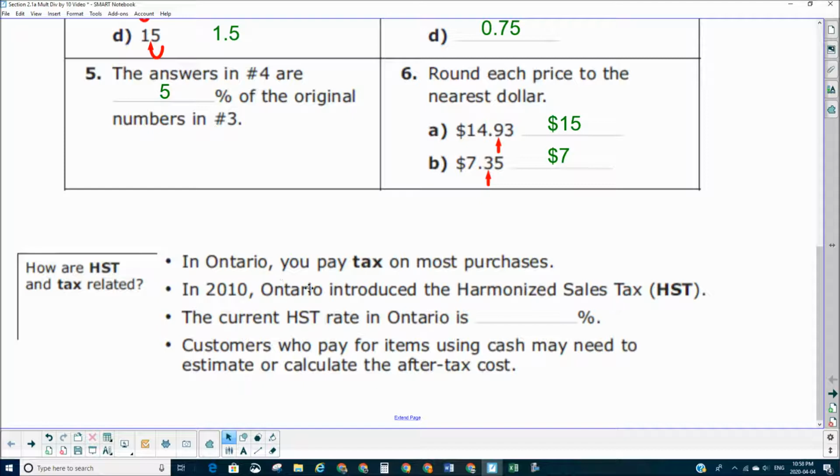In 2010, Ontario introduced the Harmonized Sales Tax, which is a combination of the GST and the PST, the provincial sales tax. Instead of having two taxes, they've combined and harmonized them. For HST right now in Ontario, it's 13%. So everything you buy, you have to pay 13% tax to the various governments. Customers who pay for items using cash may need to estimate this or calculate it. It's called the after-tax cost. That'll be the second part of this unit.